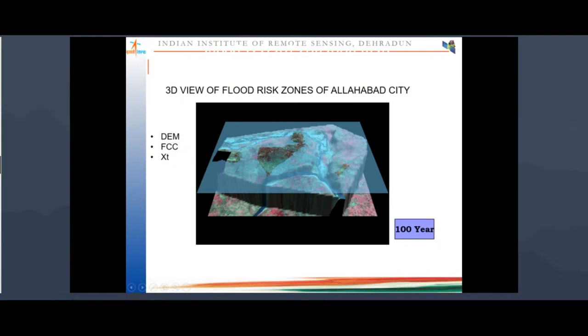Now Kumbh is going on. Suddenly heavy rainfall occurs in Uttarkashi, that area. I wanted to know, because of this rainfall, whether this will affect Haridwar city. So I have to do flood simulation. So how to do it?